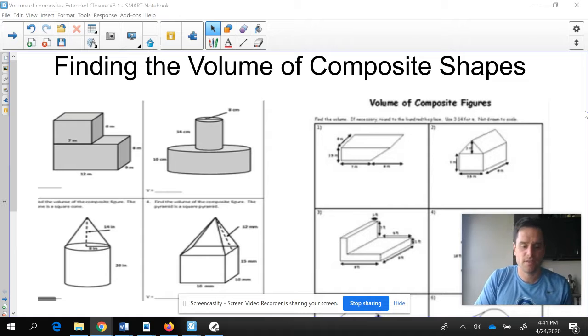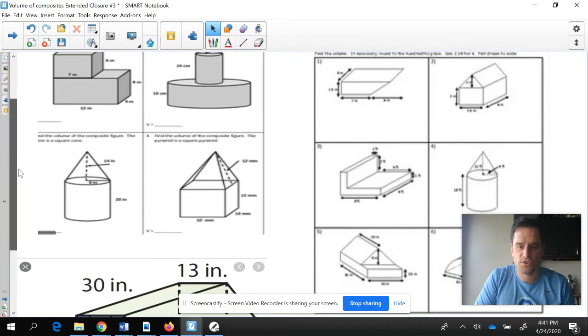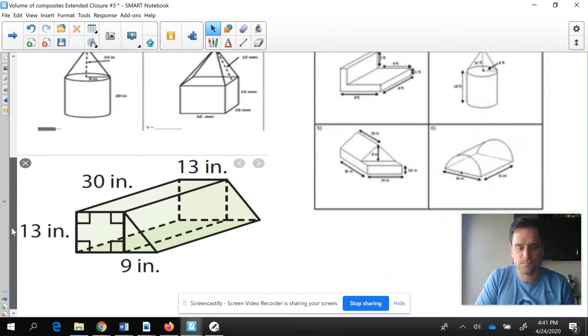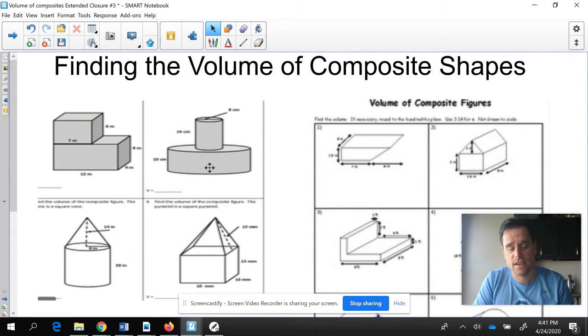Here are some examples. All we're going to do is find the volume of more than one shape. These are put on top of one another. We're going to use our knowledge of pyramids and prisms to get these problems correct. Pretty simple to do, it just takes a little bit longer. Let's get right into it.